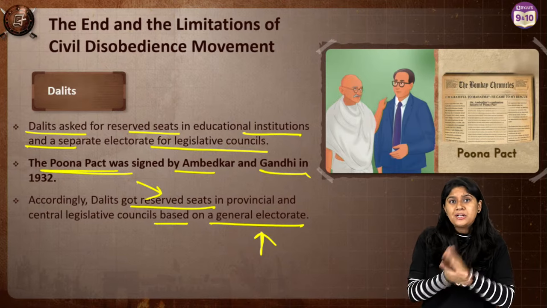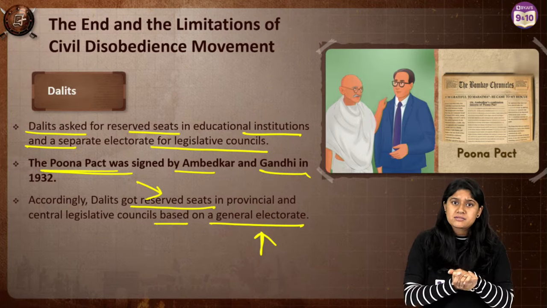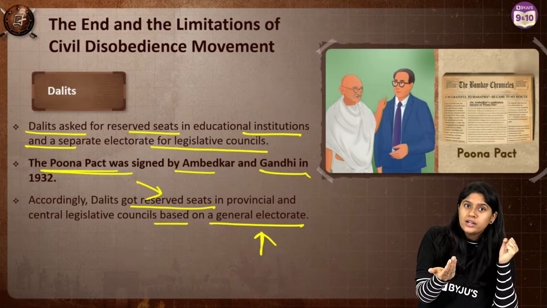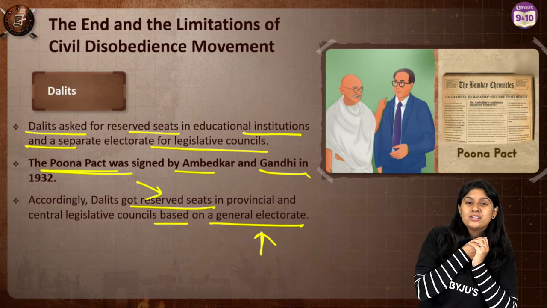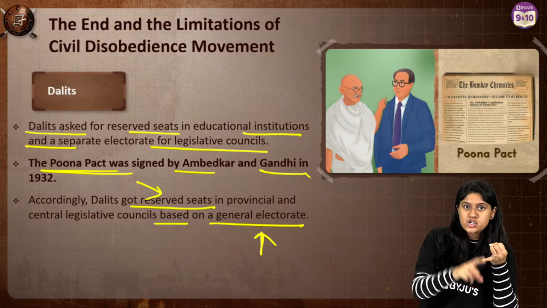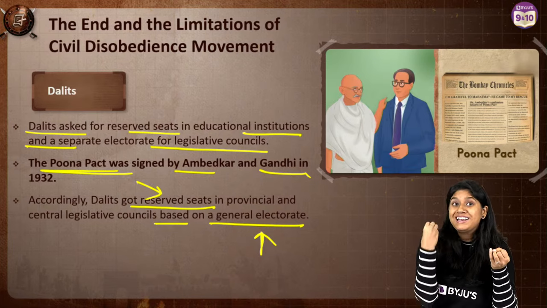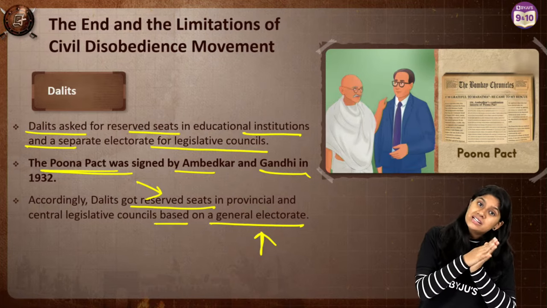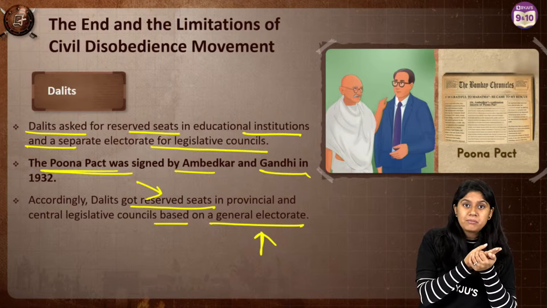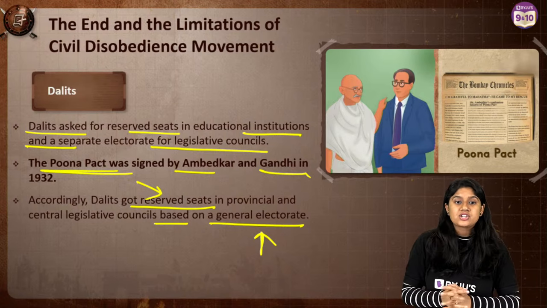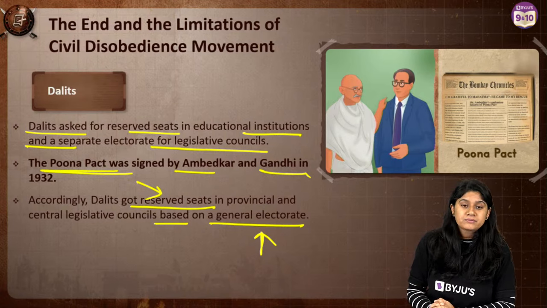So what happened at that particular time? They never had trust in the Congress, because Congress always ignored them in history. So they wanted their separate election committee. Basically, they wanted to have a separate political party. They wanted to have their separate elections. But Gandhiji convinced Dr. B.R. Ambedkar to come and have common elections. Clear, everyone? Clear?